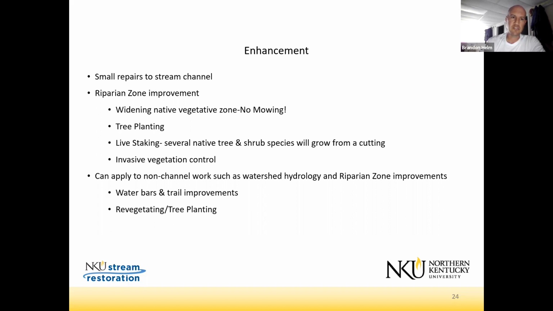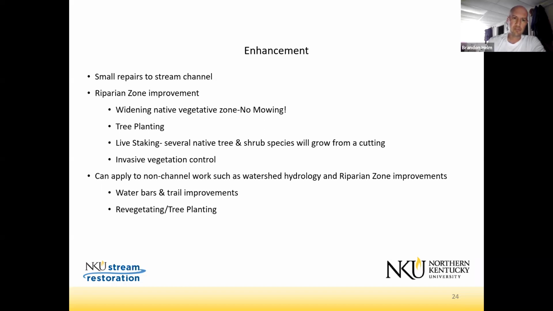One of our favorite techniques is live staking, and we do that on any channel that we have. That's where you can take a cutting from willows, cottonwoods, certain dogwood species, buttonbush. There's a group of species that you can cut a stem or trunk, branches, and hammer that into the bank. As long as it gets enough water and sun, it will resprout and grow a new tree from that. So you can take one tree and turn it into 20. So that's a really successful technique for us. We do that a lot in enhancement areas.